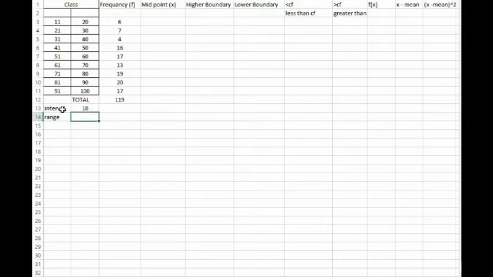Next, we have the range. So, kukuha natin sa range para sa measures of variability. So, the range is the highest minus the lowest. So, we have 89.